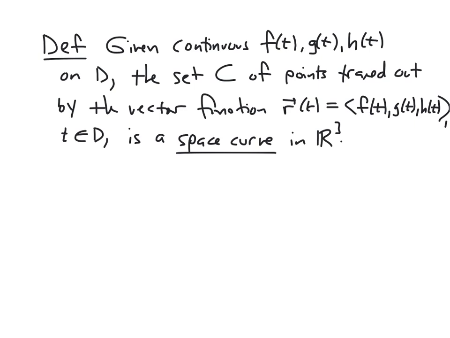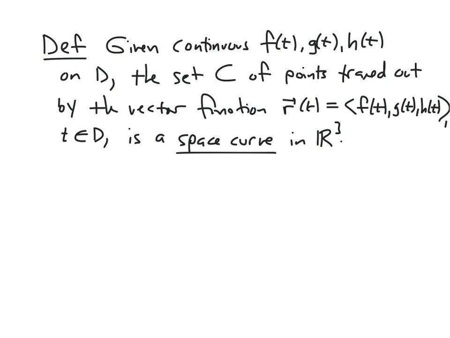So a space curve is simply the set of points traced out by a vector function as t ranges over the domain of that vector function. The only caveat is that the component functions have to be continuous, right? And that's continuous in the calculus 1 sense, since f, g, and h are not vector functions, but rather scalar functions.